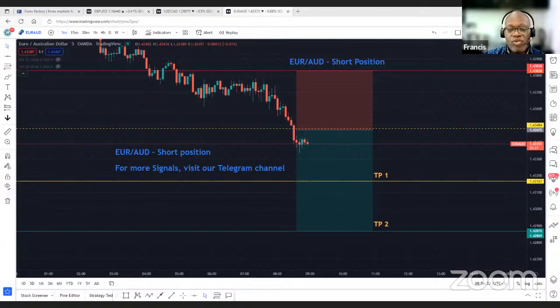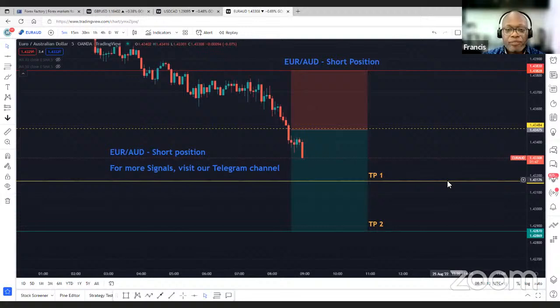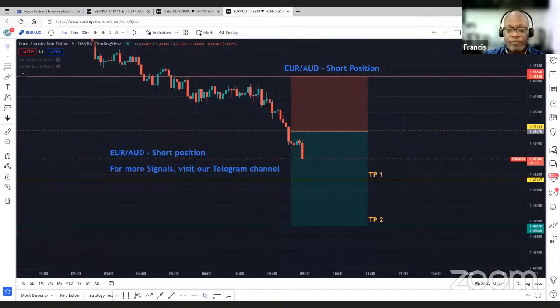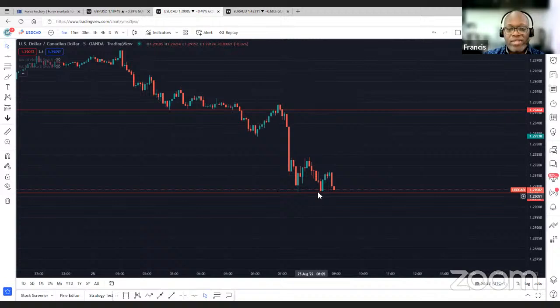So this one is pushing nicely for us. Now, who was able to get into the trade? Who was able to get into this euro Aussie dollar trade? So you can see it's pushing down for us. Nice. We're just 14 pips away from hitting TP1. USD CAD is kind of dancing around where we are looking to enter.